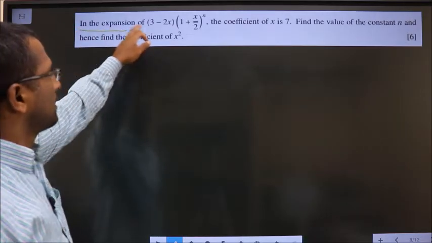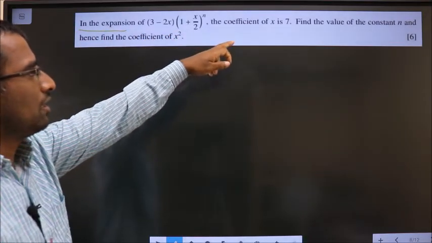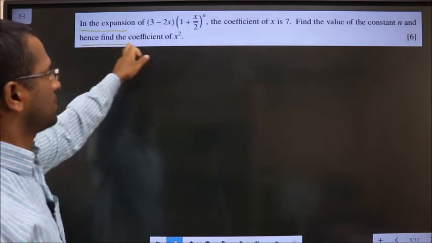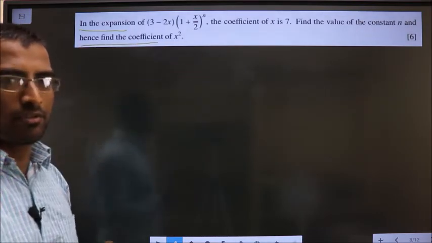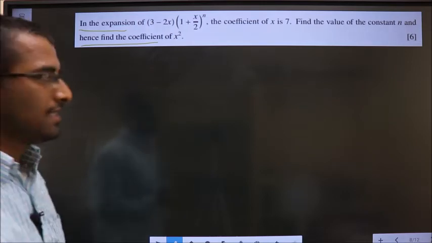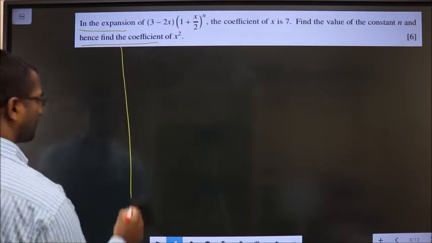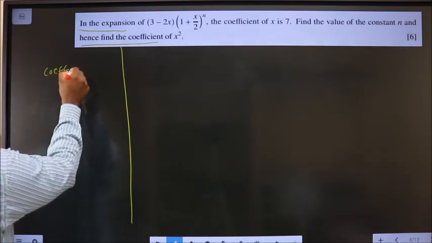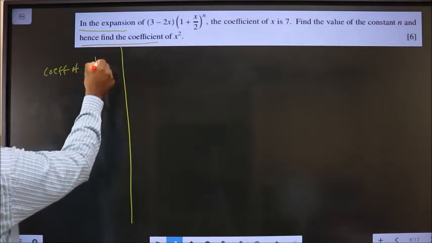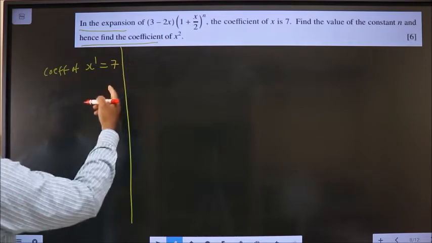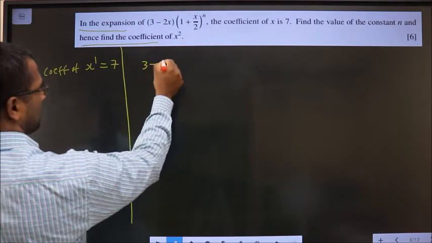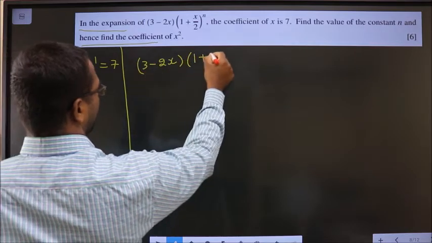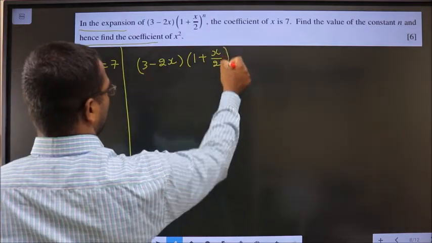In the expansion of 3 minus 2x times (1 plus x by 2) to the power n, the coefficient of x is 7. Find the value of the constant n and hence find the coefficient of x square. Given is the coefficient of x, that is x power 1, in this expansion.